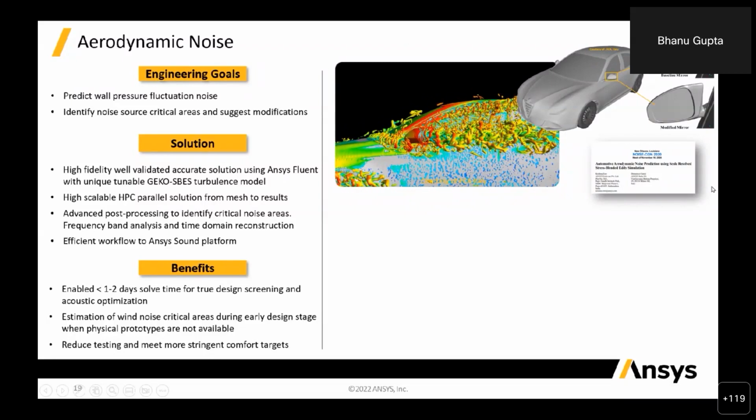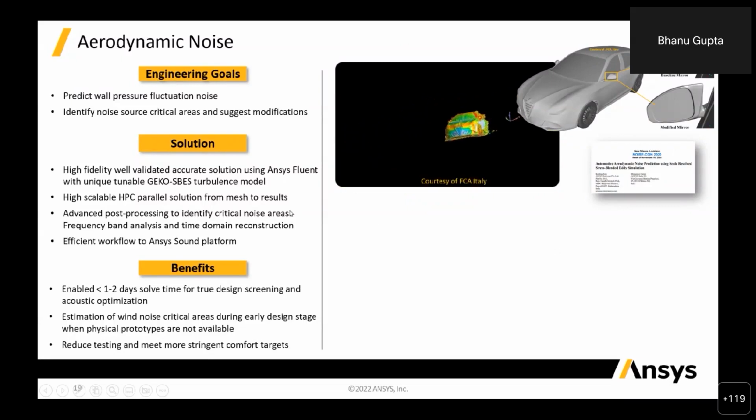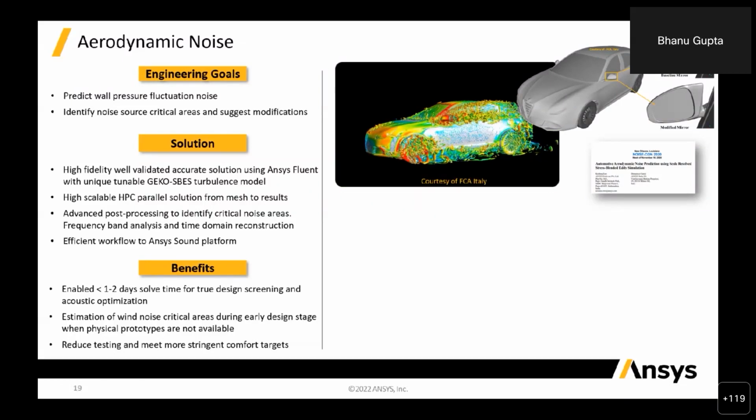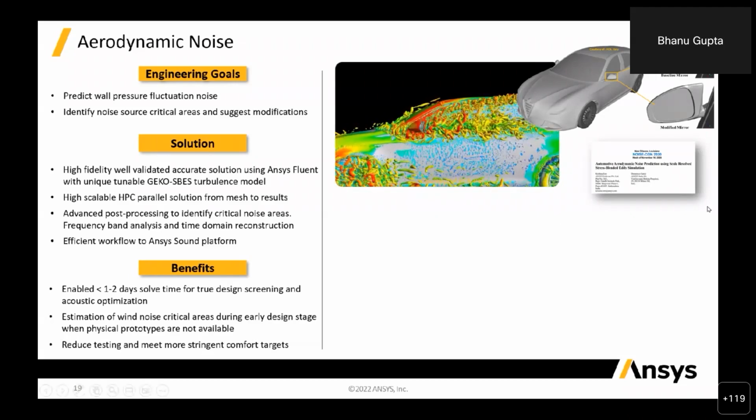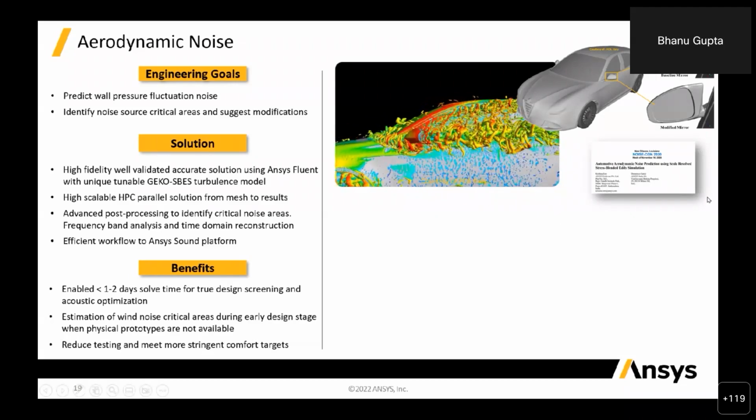Now, typically we are engaged in such type of application for predicting the noise on the scowls, on the A pillars, or on the side mirrors, and how the modification of these designs can affect the results, affect the noise levels inside the cabin. And for this, we have a very robust solution.